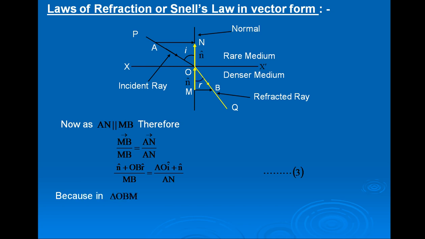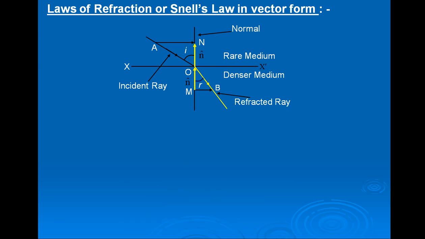Now, in triangle OBM, MB upon OB is equal to sin R, because perpendicular upon hypotenuse is equal to sin R, which implies MB is equal to OB into sin R. And in triangle OAN, AN upon AO is equal to sin I, which implies AN is equal to AO into sin I. So put these values in equation number 3.